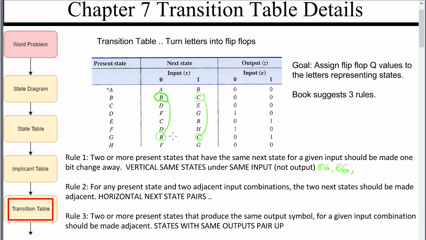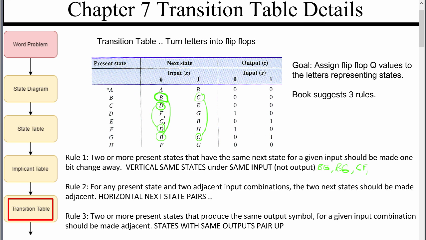Now, where's another one? Here's a D and a D. That's between C and F. So between present state C and present state F, they both share this next state D if we have an input of 0. So we're going to write down here C and F. But they only do that when the input's a 0. They don't do it when the input's a 1.